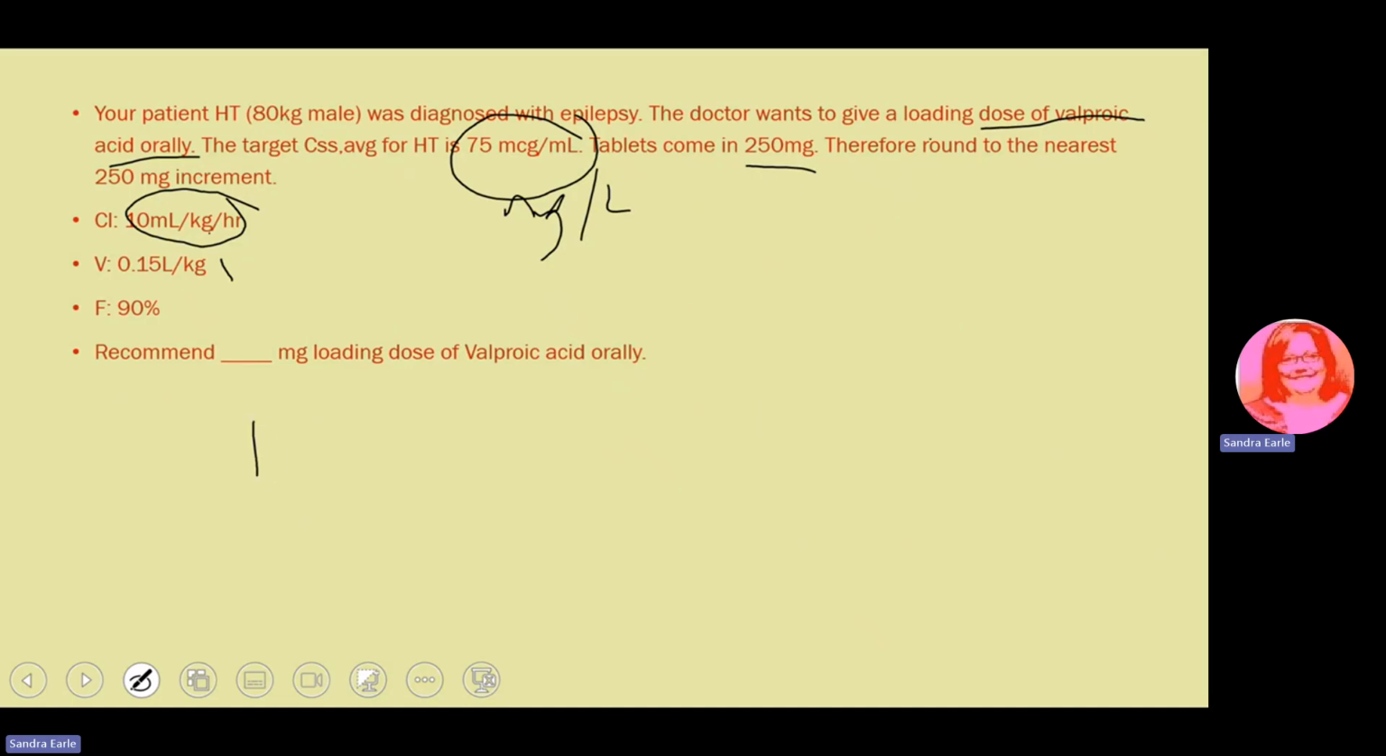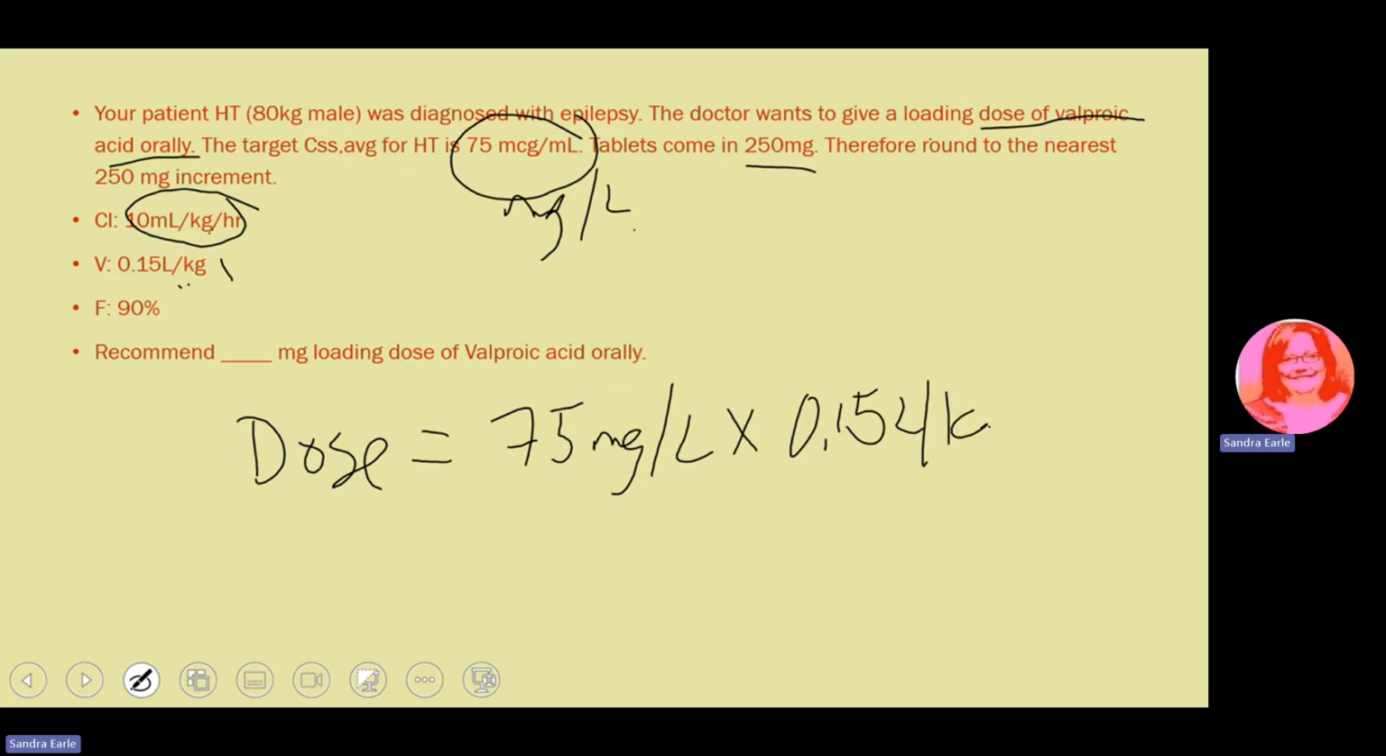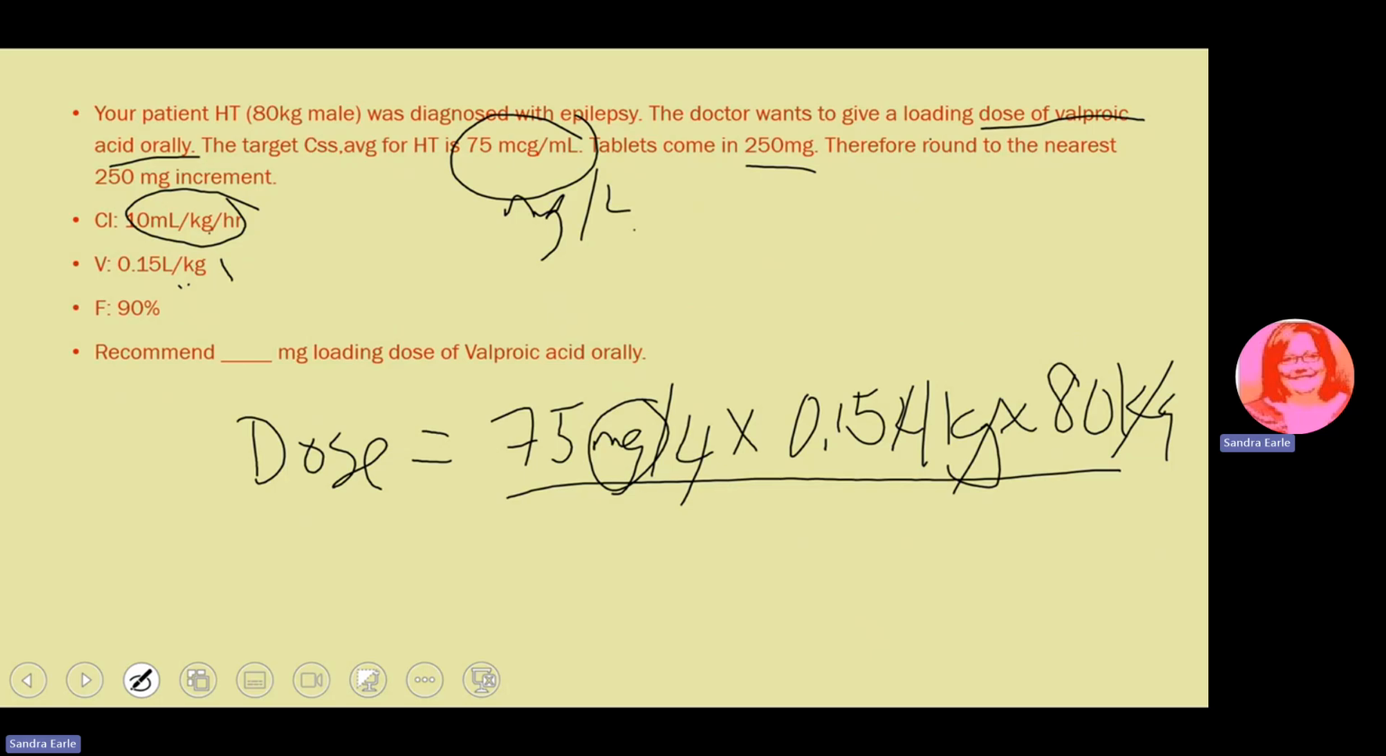We just need volume of distribution. So remember, our loading dose is being given orally, so we have to consider bioavailability in a salt form if there was one. So it's going to be our target concentration, which is 75 milligrams per liter. I'm going to put it in liters because our volume's in liters, times our volume, which is 0.15 liter per kilogram, times our 80 kilogram patient. So the kilograms will cancel, and the liters will cancel, and we'll have our dose in milligrams, which makes sense, doesn't it? And now we need to correct for bioavailability, which is 90% or 0.9.